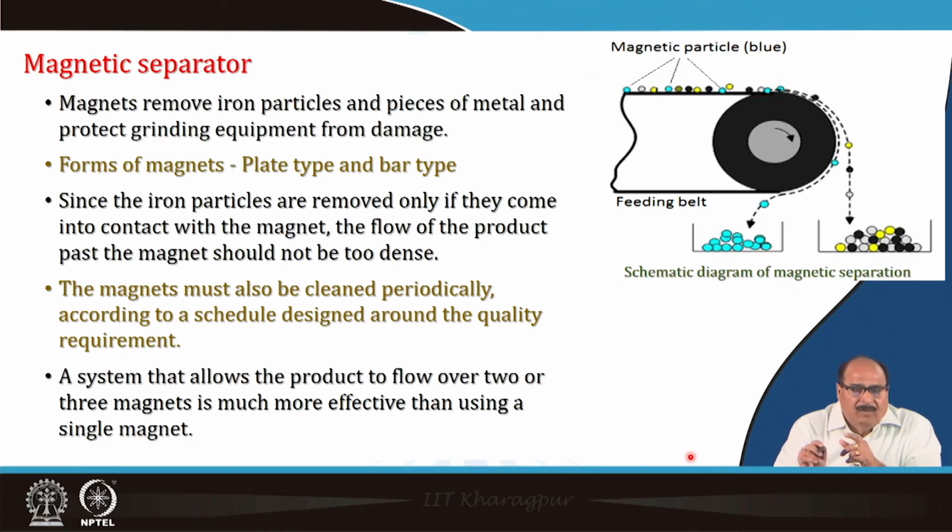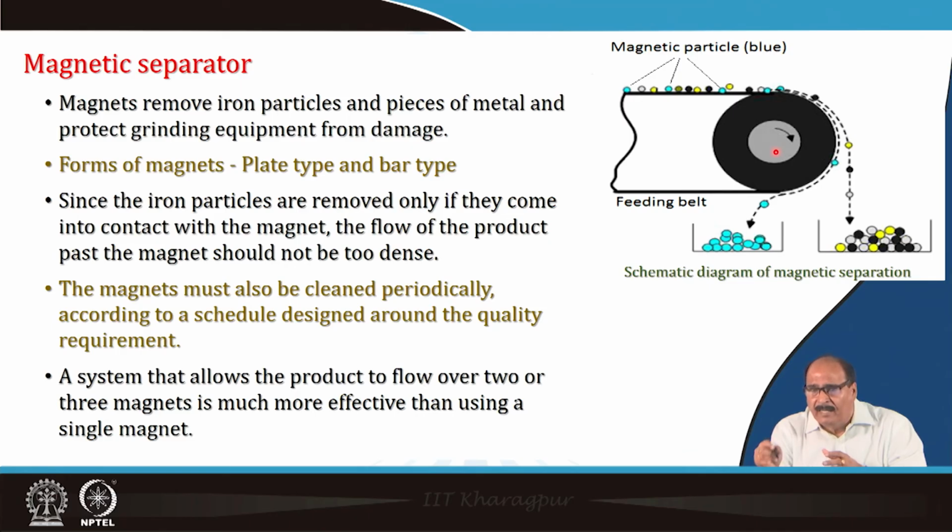You can see here in the figure, the magnets are used to remove iron particles and pieces of metal and protect the grinding equipment from damage. The magnets may be plate type or bar type, and since the iron particles are removed only if they come into contact with the magnet, the flow of the product past the magnet should not be too dense. It should be slow, so that all the magnetic particles come in contact with the magnets.